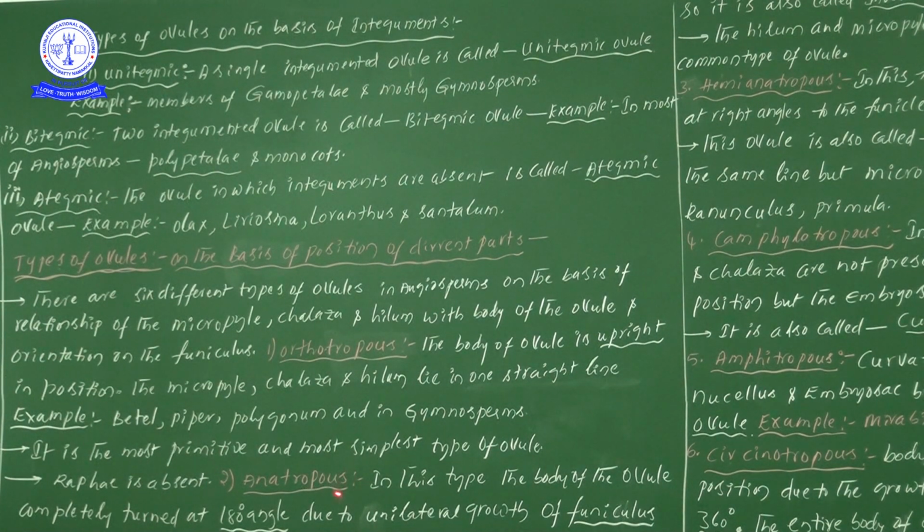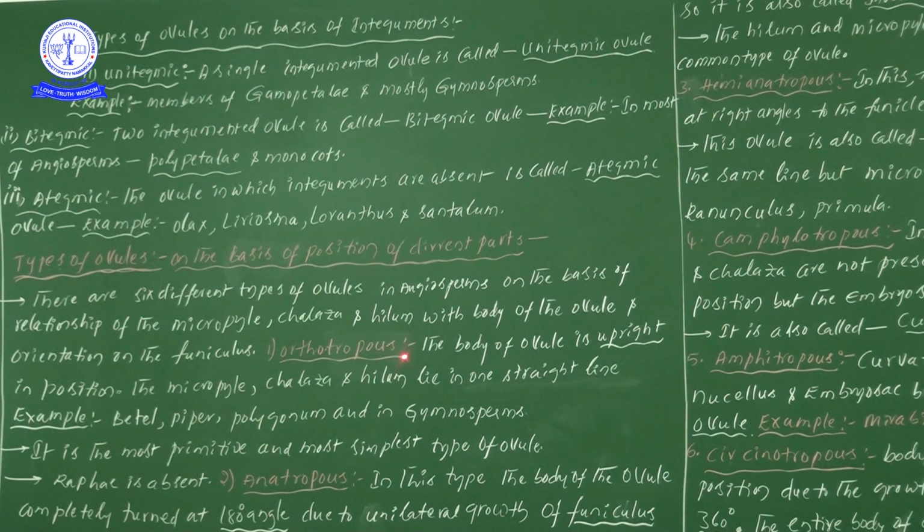Next one, Anatropous. In Orthotropous, the micropyle, chalaza, and hilum come under one straight line. Now in Anatropous, the body of the ovule is completely turned at a 180 degree angle. So in Orthotropous, if the micropylar region is upside, in Anatropous ovule the micropylar region will be downwards. That means a 180 degree angle.